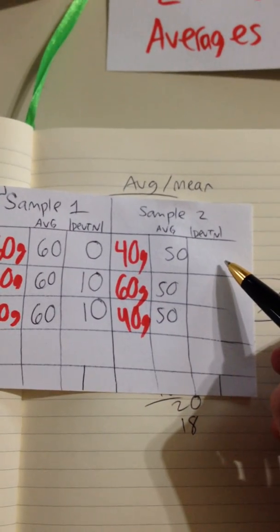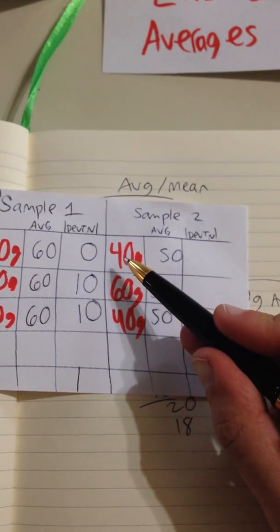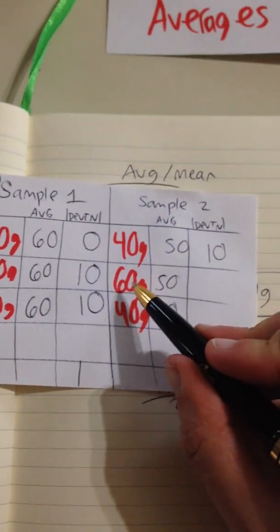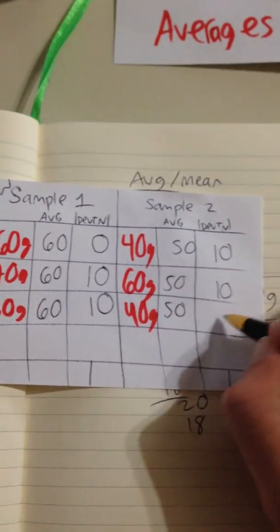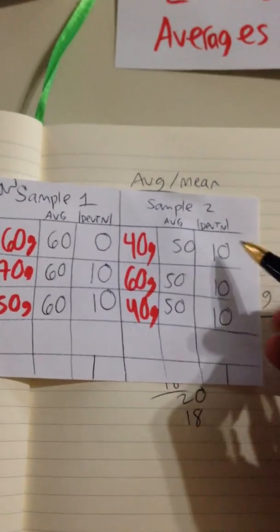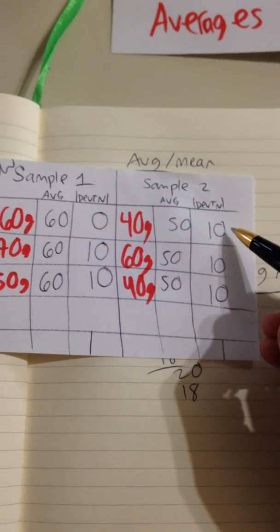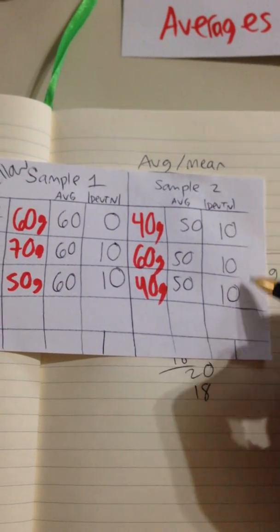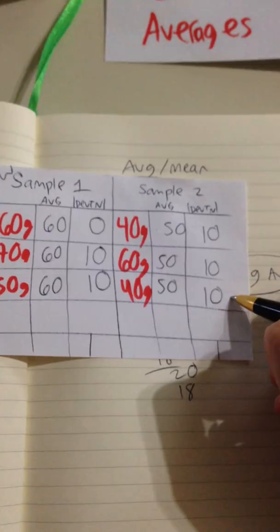So again, deviation is the difference between your sample and your mean. So the space between 40 and 50 is 10. The space between 60 and 50 is 10. And 40 and 50 is 10. So if we were to average these three numbers together, what would we get? Basically, the sum of 10 plus 10 plus 10 is 30. Divide 30 by 3, and we get 10.